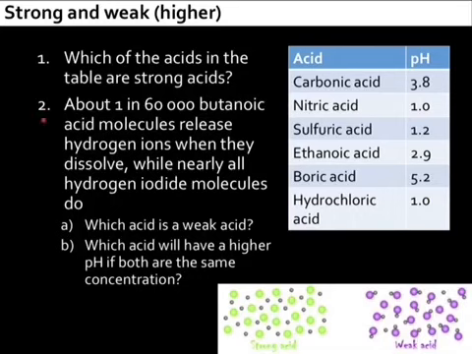Another potential question could look like this. About 1 in 60,000 butanoic acid molecules release hydrogen ions when they dissolve, whereas nearly all hydrogen iodide molecules do. The first part of this question is to distinguish which acid is a weak acid. Of these two, the weak acid would be butanoic acid, as it has far less dissociation. Which acid will have a higher pH if both are the same concentration? Again, this would be the butanoic acid, as at the same concentration, weak acids have higher pH than strong acids.